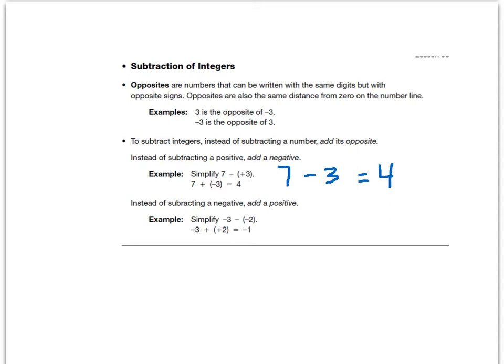So instead of subtracting down here, we're adding a positive. So we're saying negative 3, and instead of minus negative 2, minus a negative is plus, so we can say plus positive 2. So we have 2 and negative 3. Because the negative 3 is bigger, we know the answer is negative. The difference between 3 and 2 is 1, and that's why it is negative 1.